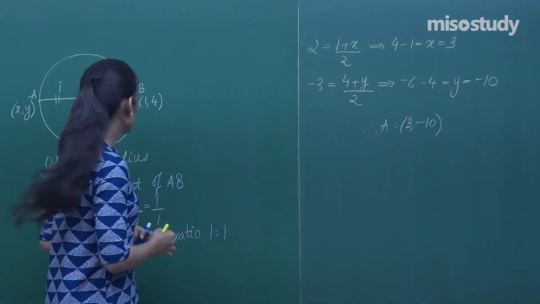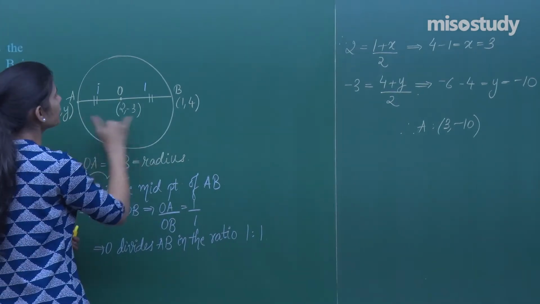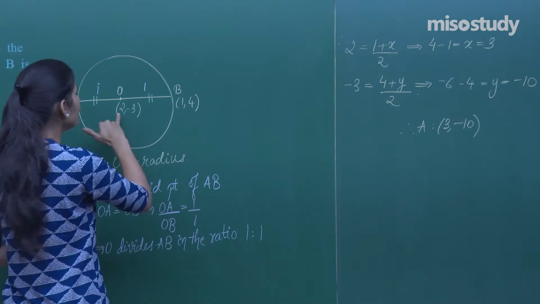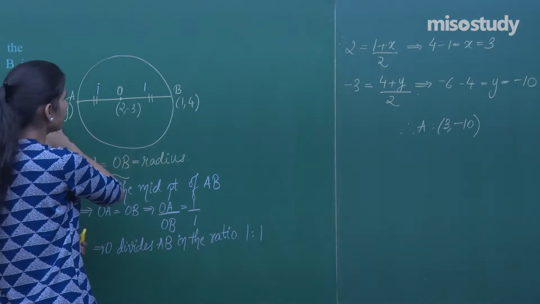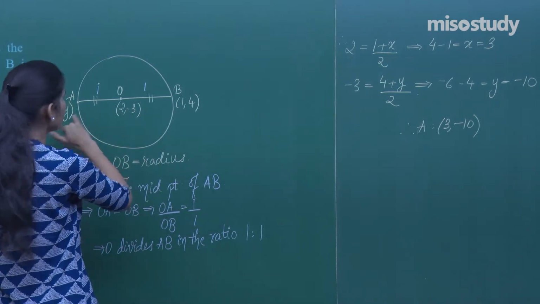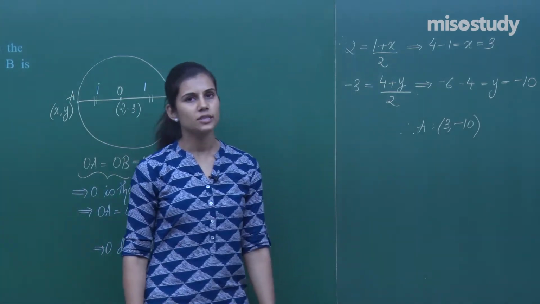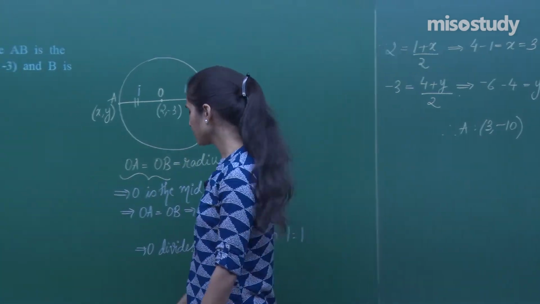So therefore A has coordinates 3, minus 10. Is it clear? The moment you know O is the midpoint of AB, just use the midpoint formula corresponding to the section formula. You will get 2 is equal to 1 plus x divided by 2, minus 3 is equal to 4 plus y divided by 2. Solve that and you get the value of x and y, hence the coordinates of point A.